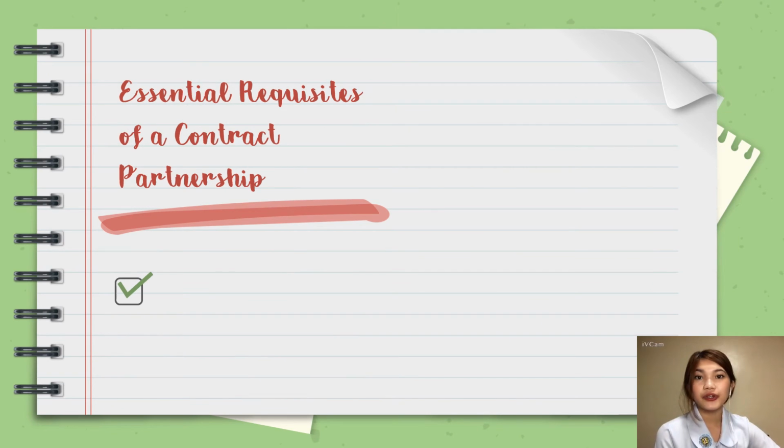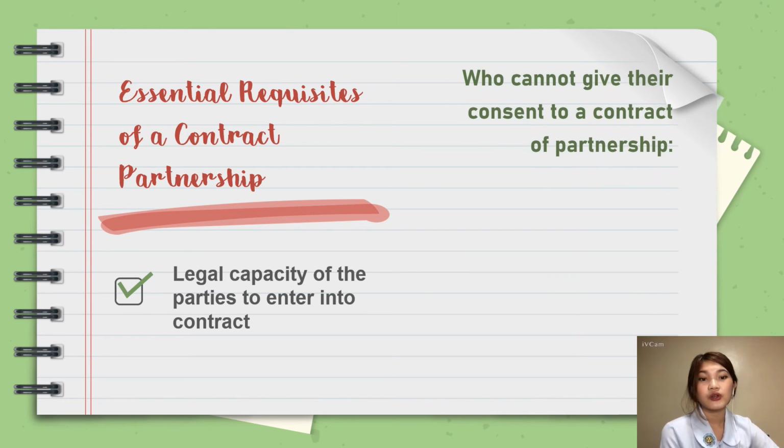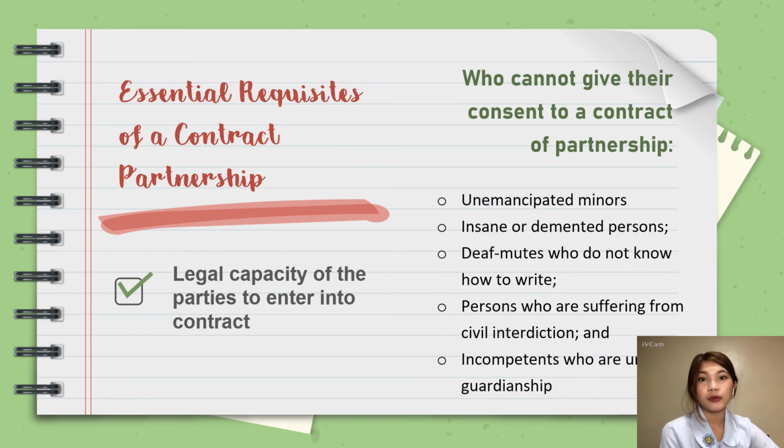The third essential requisite of a contract of partnership is the legal capacity of the parties to enter into a contract. It was said under the requisites of the contract earlier that a person should be able to give his consent and have the capacity to decide for himself upon the agreement of the contract, as well as for the future operations of an entity. They should be able to think, decide, and be in the right mind to enter into any contract. So the question here is, who cannot give their consent to a partnership? These are some of the people who cannot enter into any contract.